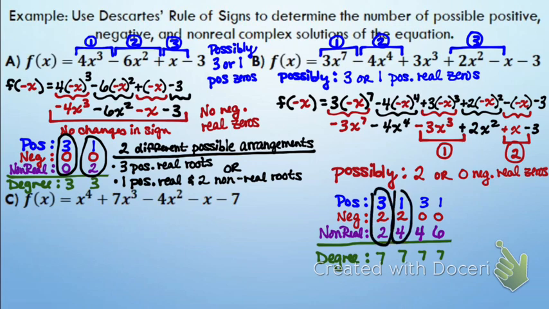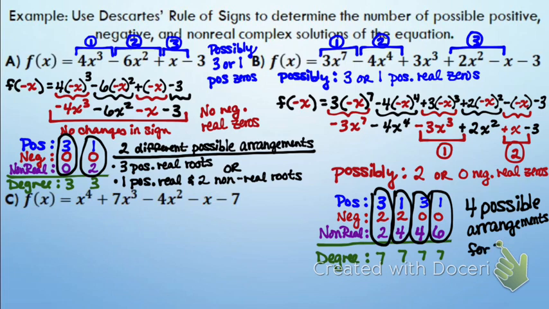So how many different possible arrangements do we have? 4. 1, 2, 3, 4 possible arrangements for the zeros of f of x. Both of these could go with this. Both of these could go with that. So 1, 2 arrangements here, 1, 2 arrangements here.